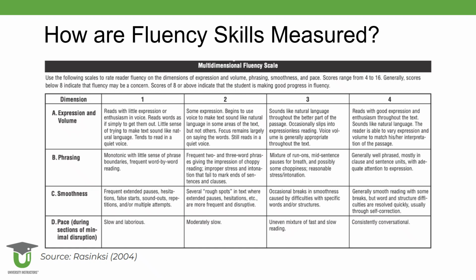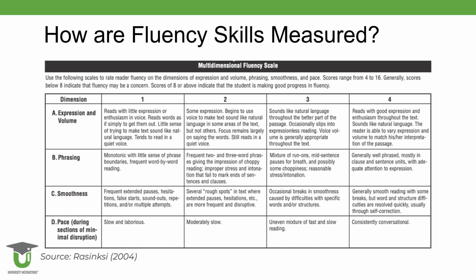When working with students on fluency, instructors will listen for the three components. Accuracy and speed are often measured using words correct per minute, and we'll see an example of this later in the module. Measuring prosody often requires a rubric, such as this example, to track pauses, emotion, and emphasis. In this example, the instructor uses the following rubric scales to rate reader fluency on the dimensions of expression and volume, phrasing, smoothness, and pace.